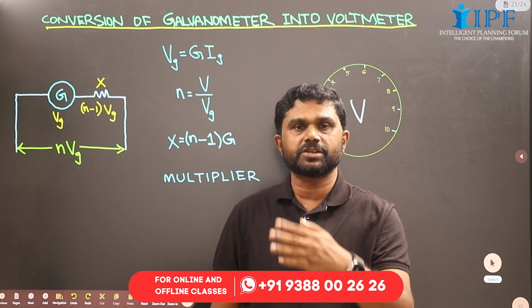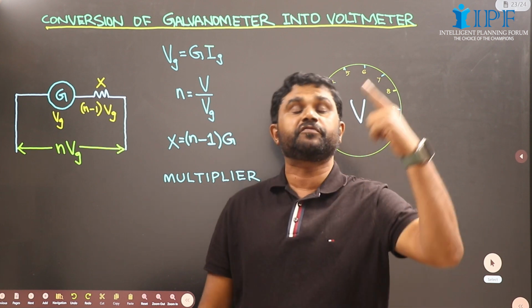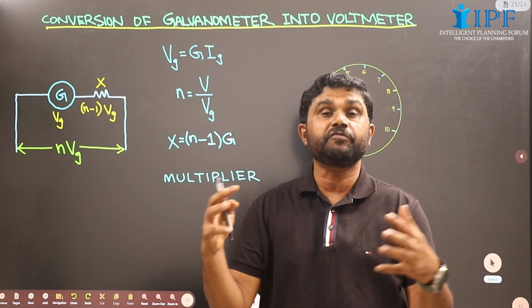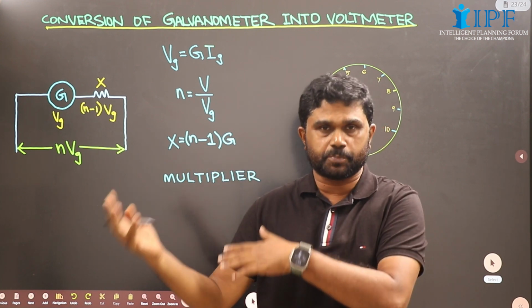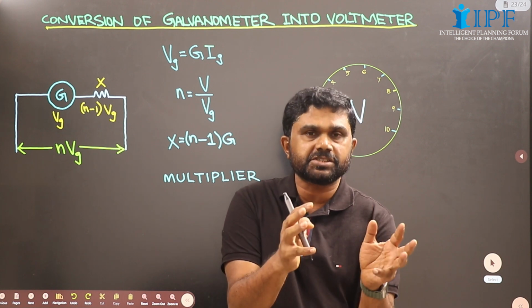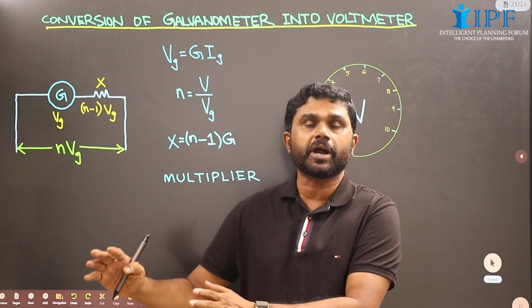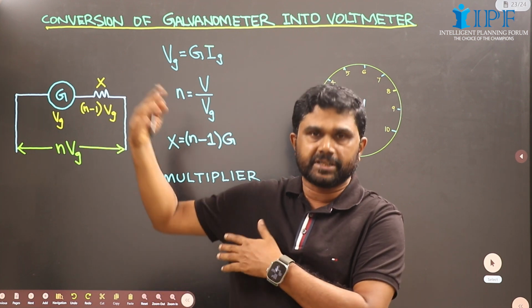So G by N minus 1 is to be connected in parallel. An ideal voltmeter must have infinite resistance. You cannot have a practical voltmeter with infinite resistance, so the resistance must be as high as possible. In order to increase the resistance, a resistance must be connected in series. If you connect a high resistance in series, the effective resistance will be even more than that.